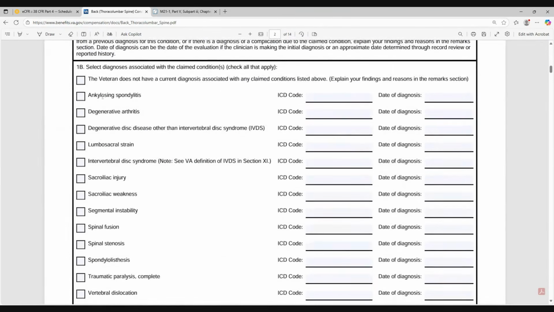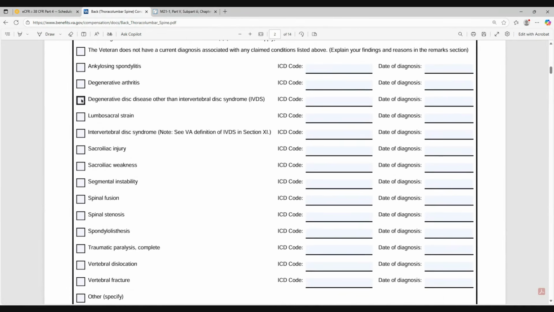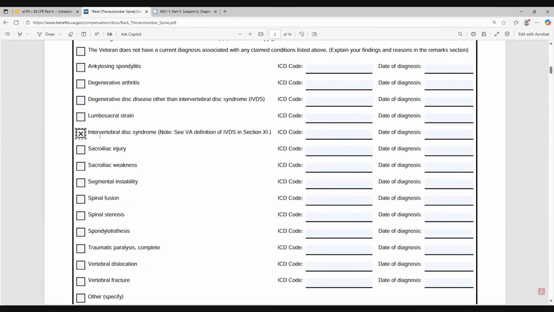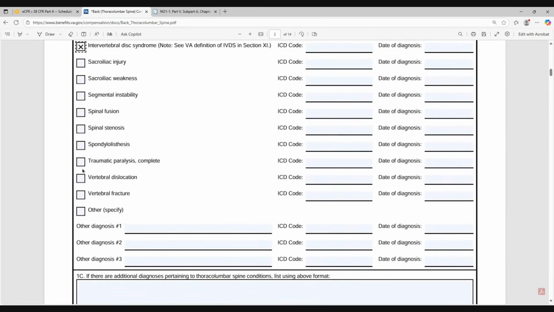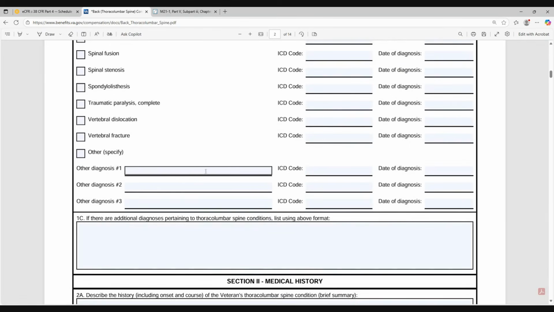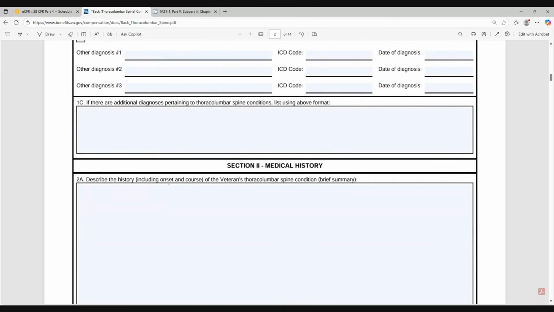Diagnosis, honestly, your diagnosis is based upon, minus the ankylosing type issues, but for the most part, IVDS is the one that I said I'm not going to be talking about in this video, but all of these other diagnoses, for the most part, do not affect the outcome of your examination. What does is the symptoms, like how far forward you can bend, what those look like. That's what's going to determine what your percentage is. Okay. Now, other diagnoses here, some of the things that I'd like to see are like bilateral radiculopathy, if that's the case.